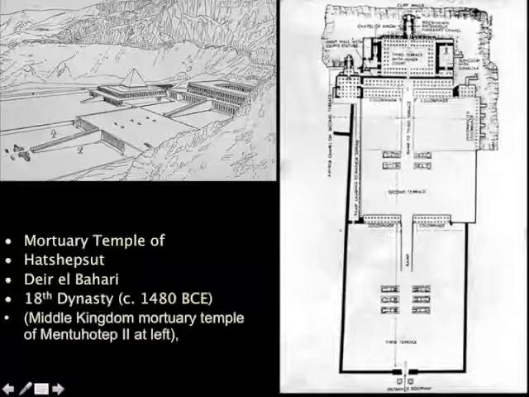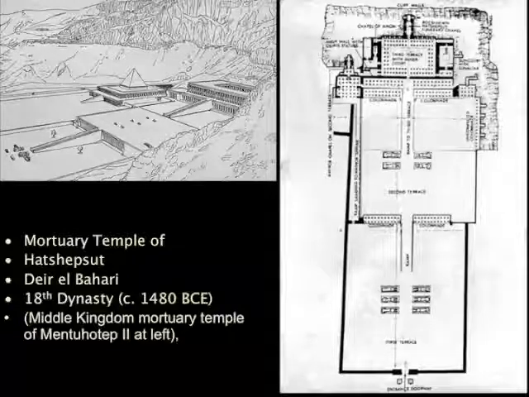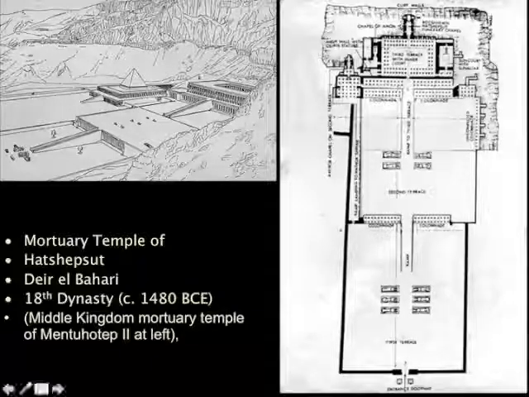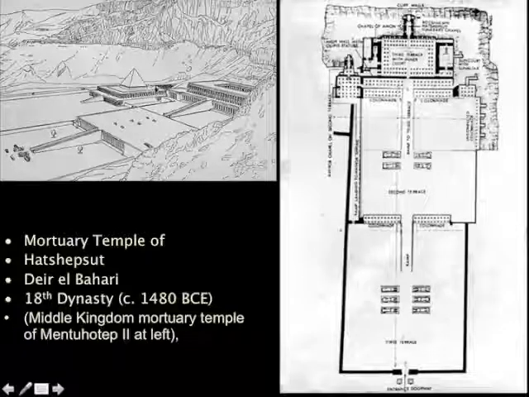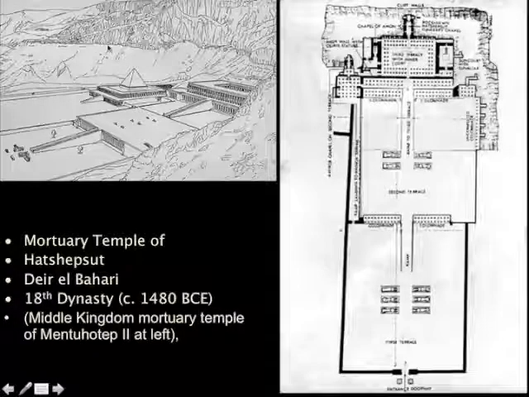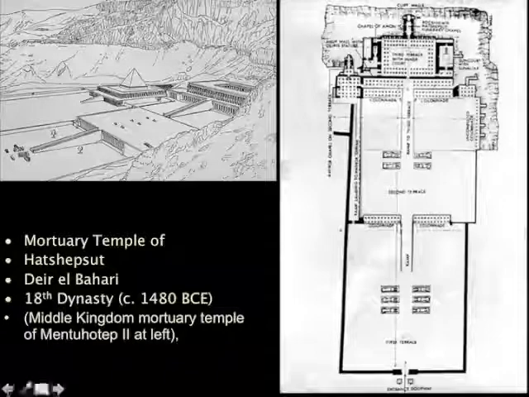So Hatshepsut didn't have to build a pyramid. Hatshepsut used nature as her pyramid and simply embedded the temple within it. This little pyramid, by the way, is a Middle Kingdom tomb, mortuary temple that would have been there and that now is no longer visible.